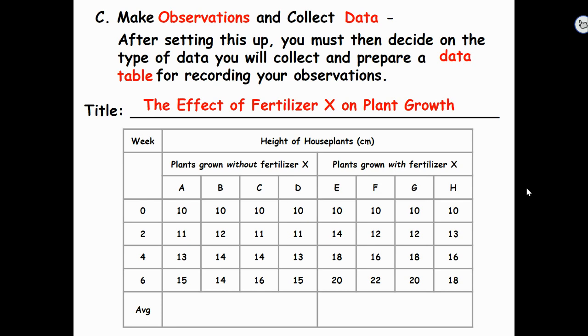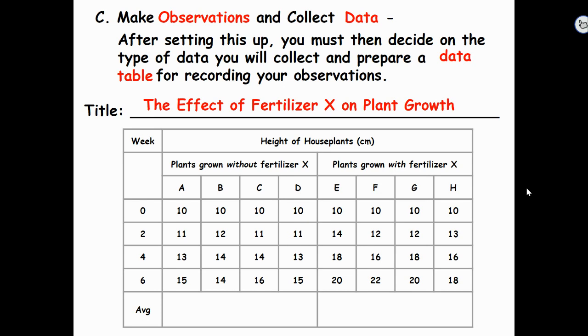Look at 2 weeks later. 2 weeks later, plant A grew 1 centimeter, B grew 2 centimeters, C grew 1, and D grew 1. Now look at E, F, G, and H after 2 weeks of using the fertilizer.